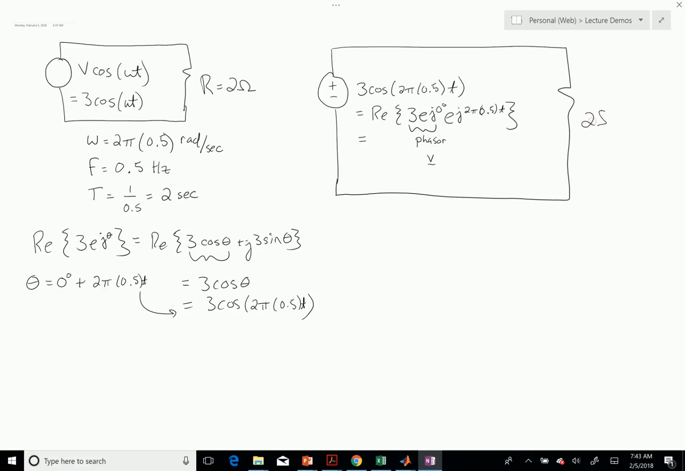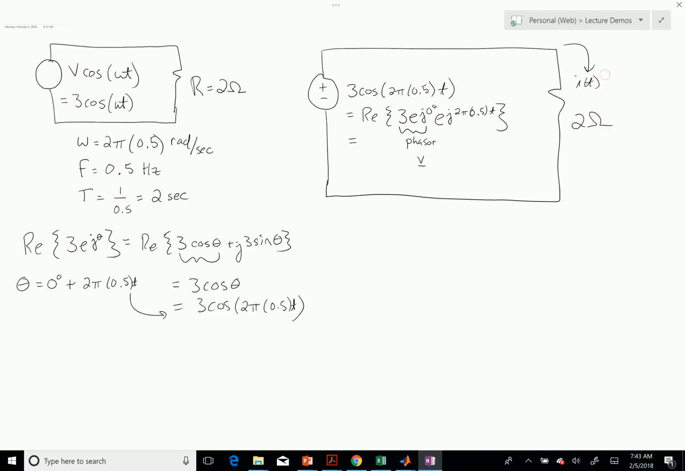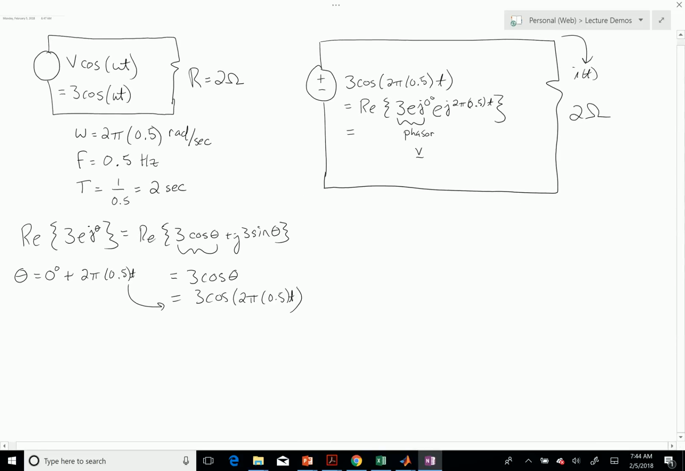So here's my 2 ohms. So I'm going to have an I of t here. If I try to solve this thing, I should end up seeing that in this particular case, I of t is going to be 3 volts divided by 2 ohms cosine 2 pi 0.5 t. Okay? So in other words, 1.5 times cosine 2 pi 0.5 t.